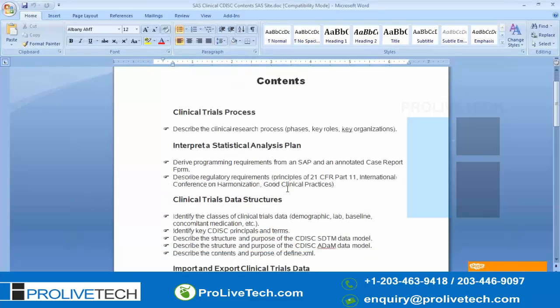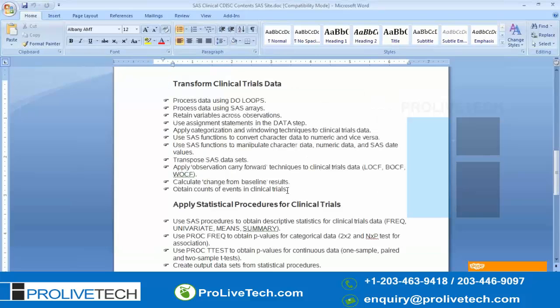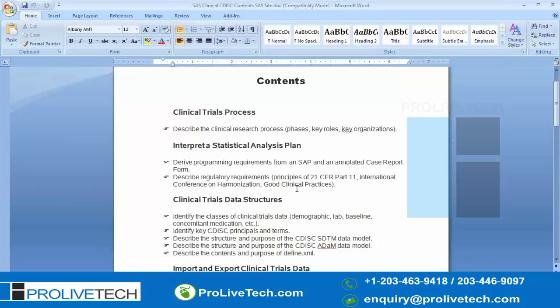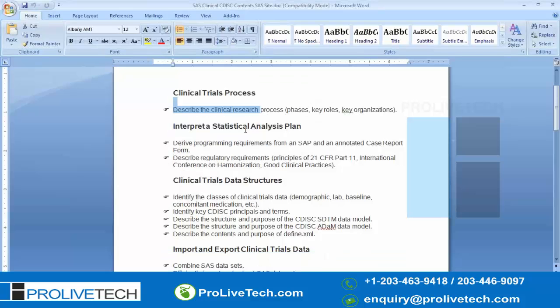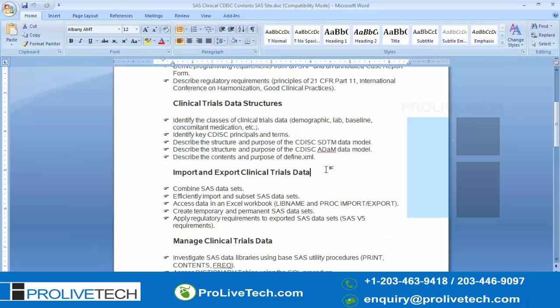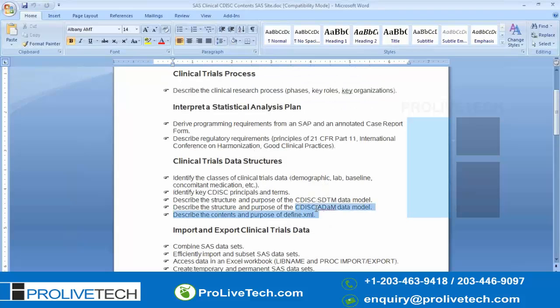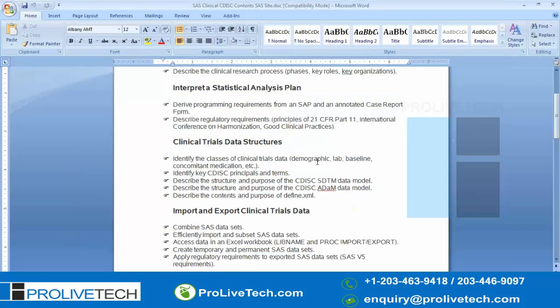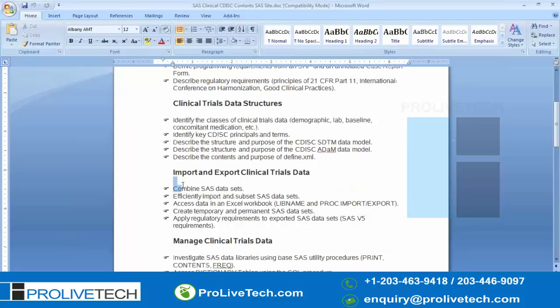Yes. But remember that before we start, we will be having at least 10 sessions only for the theoretical class. Because if you think about the clinical research process, SAP, guidelines, and describing the structure and purpose of ADaM data sets, all these are only theoretical. That means all that it needs is only explanation. So I will just show you the concerned PDF file and explain. But the actual programming will always begin from this particular topic, import and export clinical trial data.